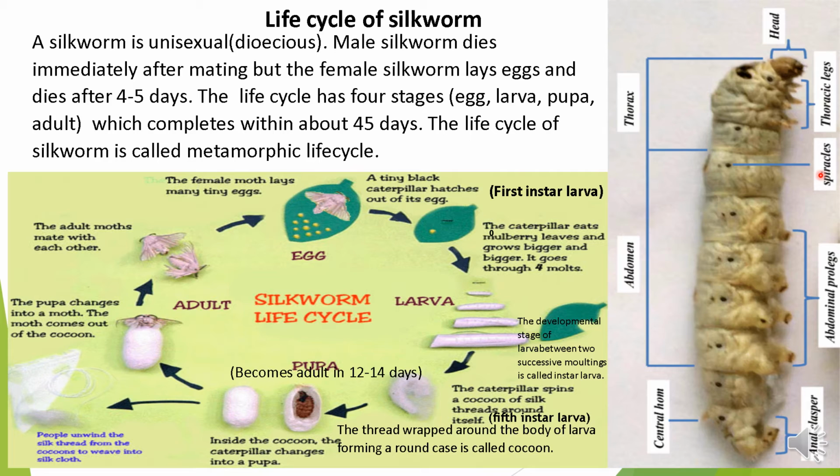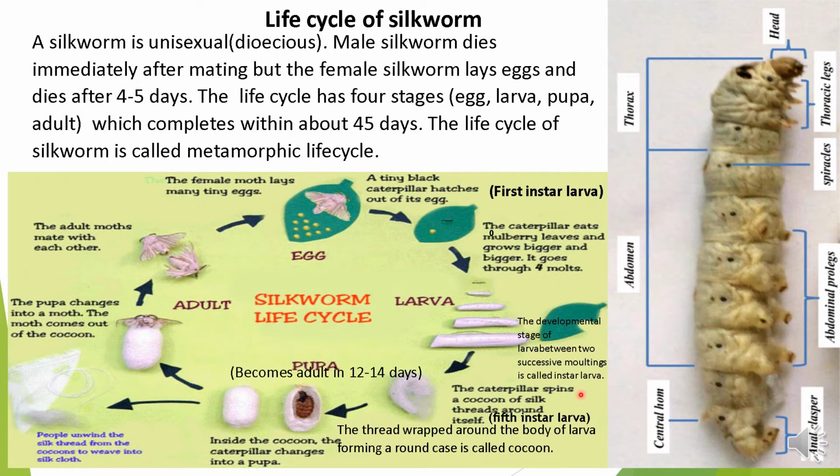The shedding of skin is also known as molting, and during the shedding of skin, it does not eat at all and does not move at all, and it takes about 20 to 24 hours for molting. And the developmental stage of the larva between 2 successive moltings is known as an instar larva.